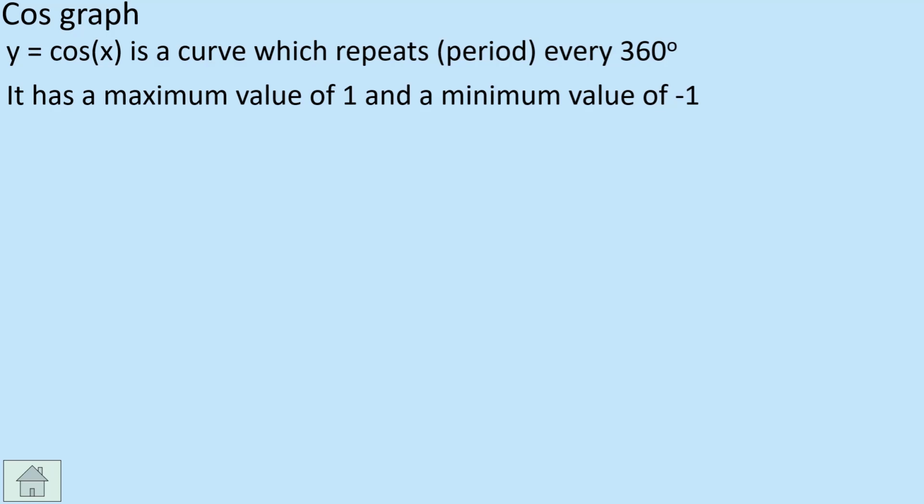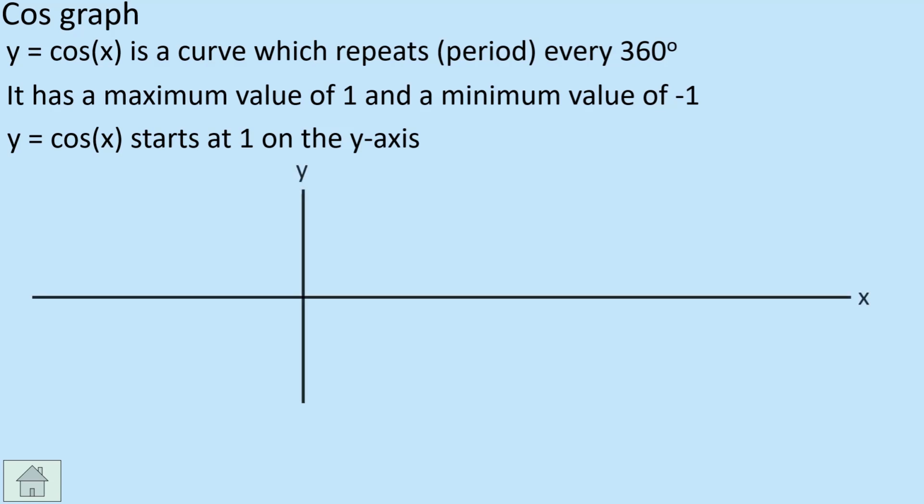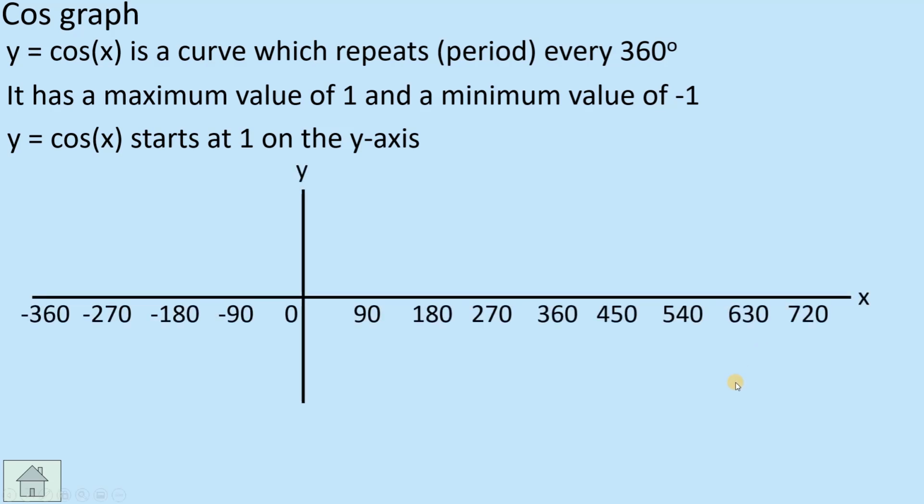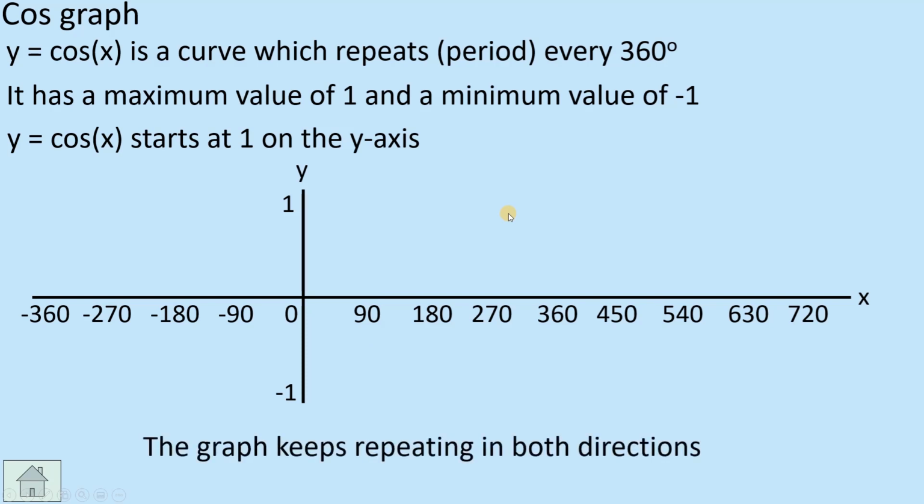The only difference is where it starts and where it finishes, because the cos starts at 1, rather than at 0. So let's put the graph together. Rather than starting here at 0, what it's actually going to do is start at 1. So when it starts at 1, it's going to look very much the same. It's going to curve down, curve back up, and so on and so on. You'll see that in a second.